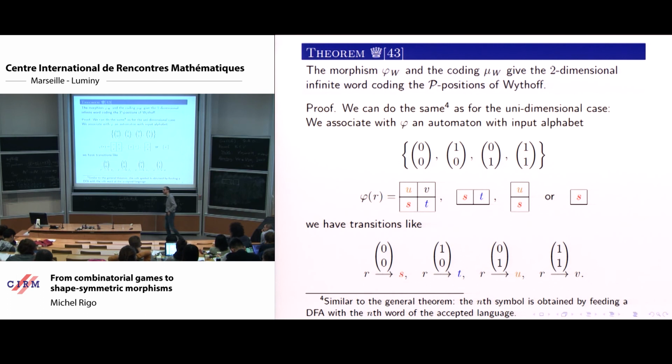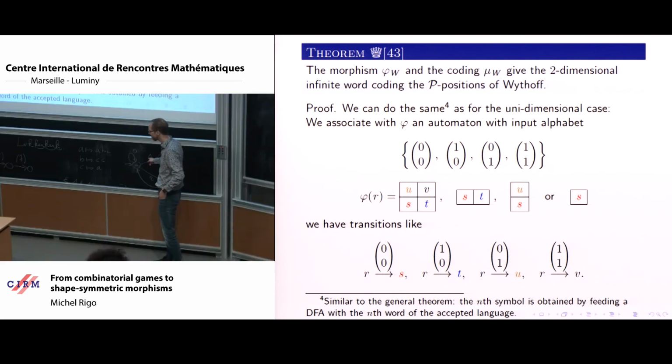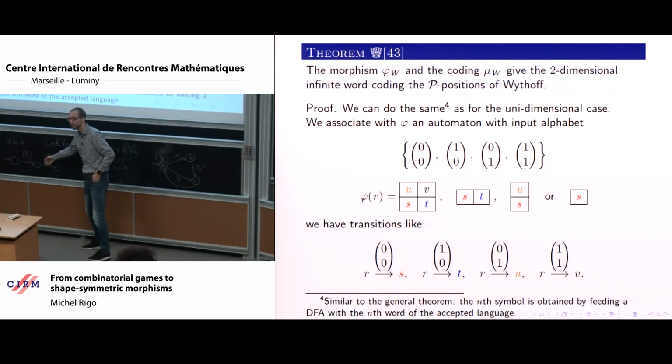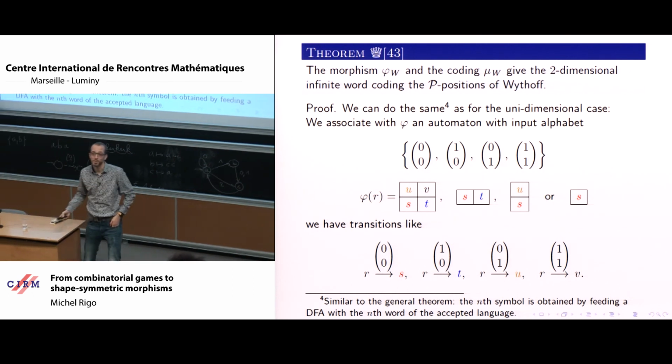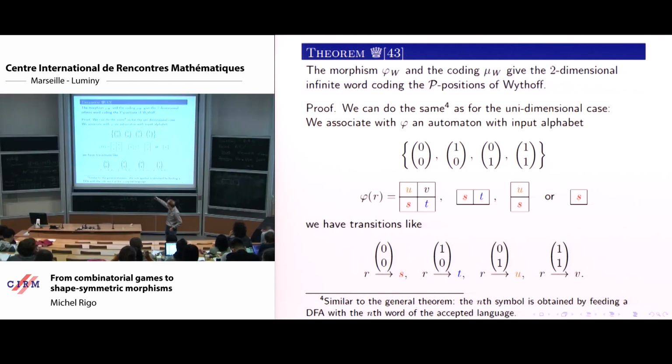I know how to do it in 1D or in 2D. In 2D, it's the same. If the image of some letter is a 2 by 2 block like this one, I will have 4 edges. From state R, I will go to S, T, U, V, and I will encode those 4 positions by the pairs which are here. Okay? And so it's the same job as before.